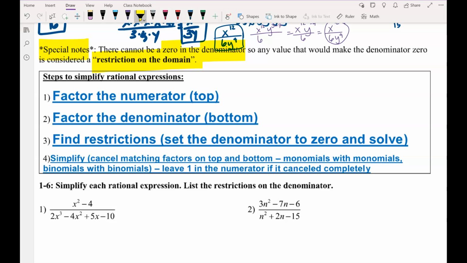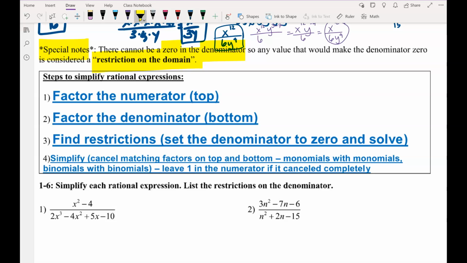Remember, first semester, we study so much factoring. We study so much solving of all kinds of equations, right? So now we're going to use it. If you guys do not know how to factor, please make an appointment with your teacher and try to get that resolved. Then step number 4, simplify. Cancel matching factors on top and bottom.